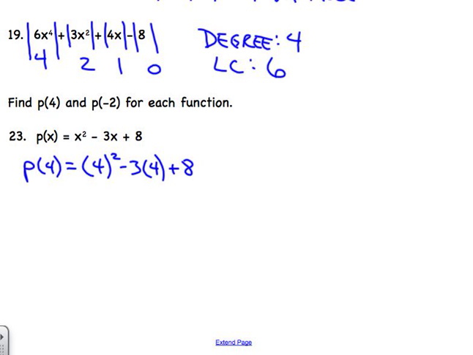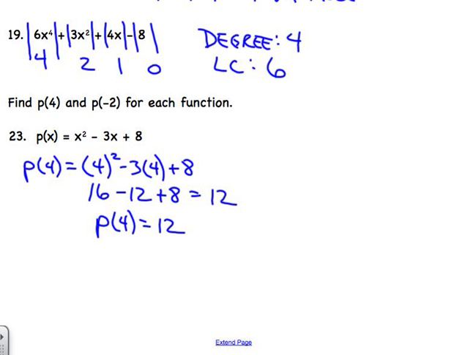When you've replaced the variable, it's a matter of following the order of operations. 4 squared will give us 16. Negative 3 times 4 is negative 12. And then we have plus 8. 16 take away 12 is 4, plus 8 more gives me a value of 12. So we can say that p of 4 is equal to 12.